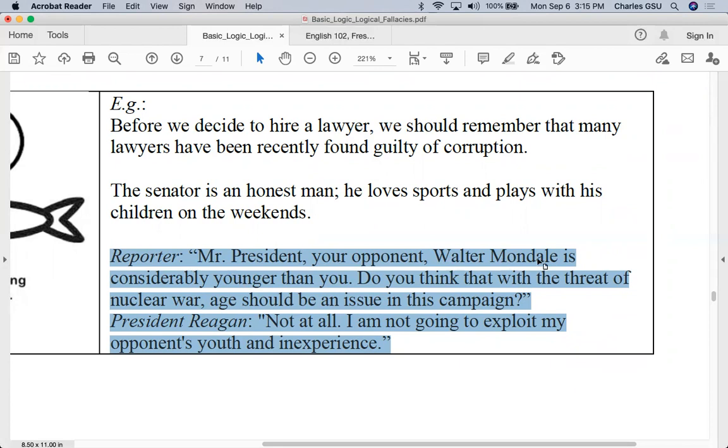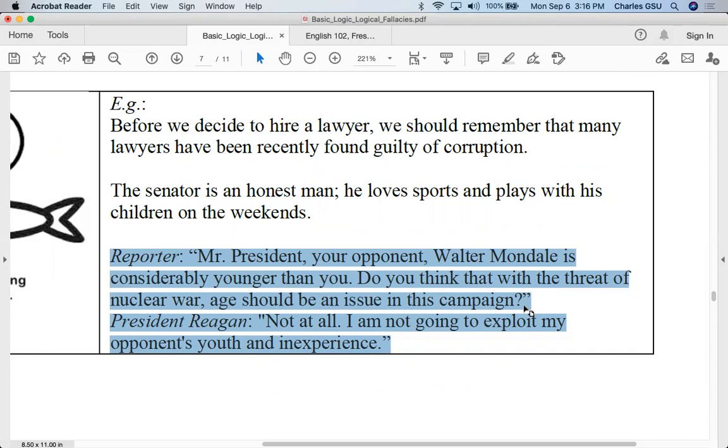Mr. President, your opponent, Walter Mondale, is considerably younger than you. Do you think that with the threat of nuclear war, age should be an issue in this campaign?